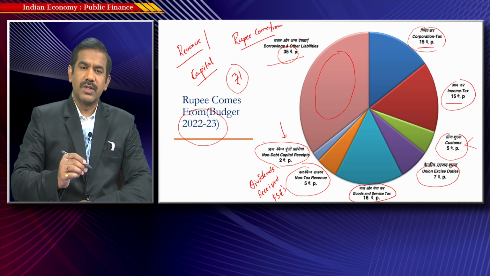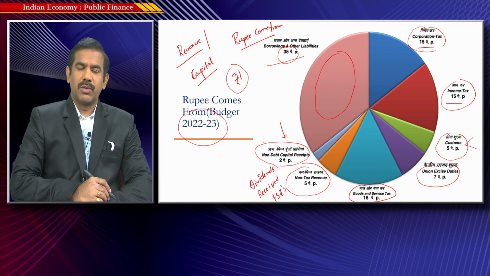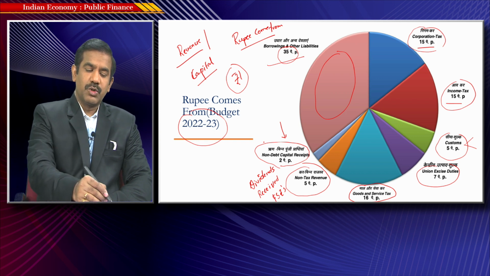So don't get confused. The term seems to be complex, but simply, non-debt creating receipt means whether it's a capital receipt or revenue receipt, any receipt that doesn't result in creating any liability is what we call non-debt creating receipt. And here, a non-debt capital receipt means a non-recurring receipt which doesn't result in any liability to the government of India.